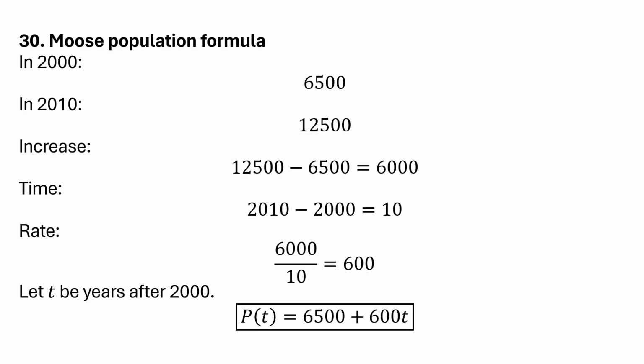The moose population increased by 6,000 over 10 years, so the yearly increase is 600 moose per year. If t is the number of years after 2000, the formula is P of t equals 6,500 plus 600t.